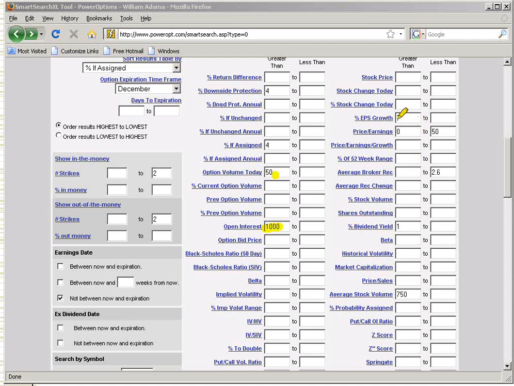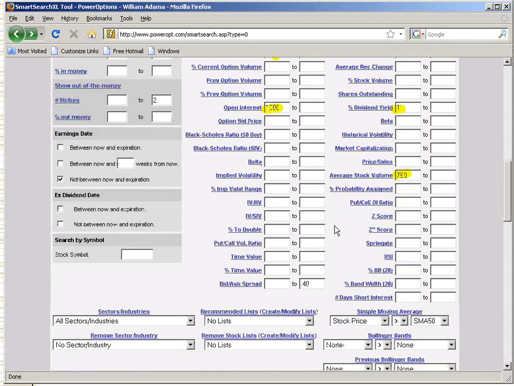Okay, for the stock itself, I wanted to see stocks that had at least a 7% earnings per share growth, had a PE ratio between 0 to 50, had a broker recommendation less than 2.6. That's based on the Zacks scale where 1 is a strong buy, 2 is a buy, 3 is a hold, 4 is a sell, and 5 is a strong sell. So I'm only looking for strong buy, or between a buy and hold recommended stocks. I also only wanted to see stocks that paid at least a 1% dividend and had an average stock volume of at least 750,000 shares traded per day.